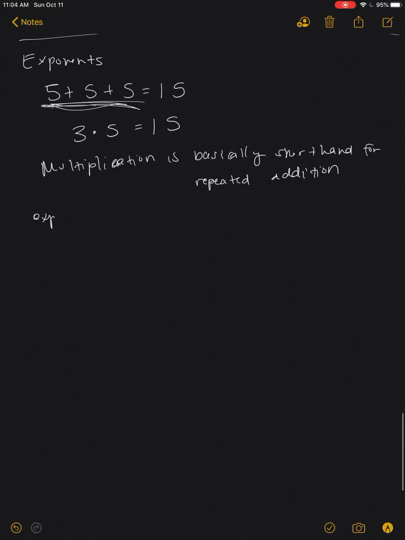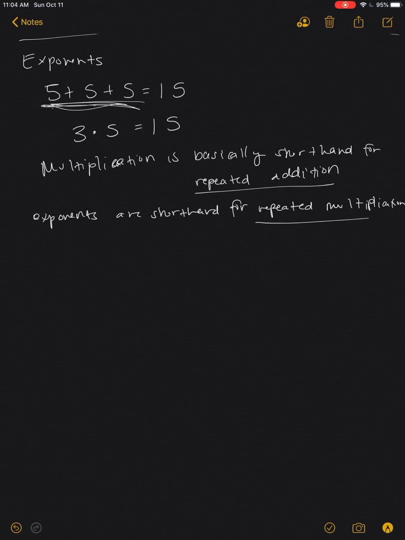Okay, so exponents are basically shorthand for repeated multiplication. Just like how multiplication is shorthand for repeated addition, exponents are shorthand for repeated multiplication. So in this example, instead of saying 5 times 5 times 5, that would be 125, I would say 5 to the third power, and that would give me 125.